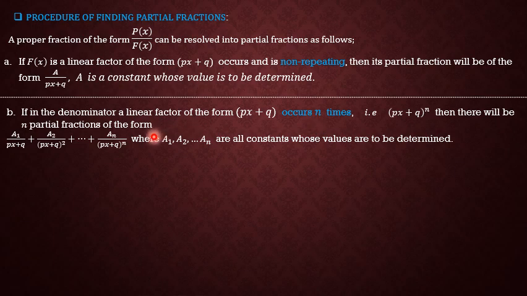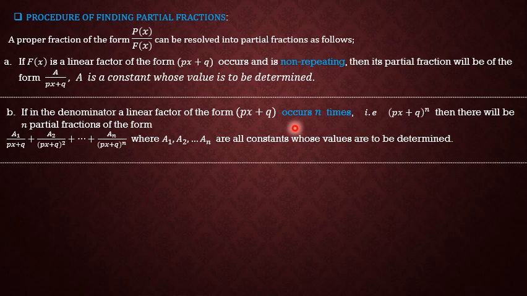Let me just take an example where this power occurs 3 times, so n is 3. It means it will be a1 divided by px plus q, plus a2 divided by px plus q all squared, then plus a3 divided by px plus q all cubed. Since it occurs 3 times, you stop where the power is limited, which is 3. You cannot go beyond 3. Anyways, when we solve some examples, you will understand it better.